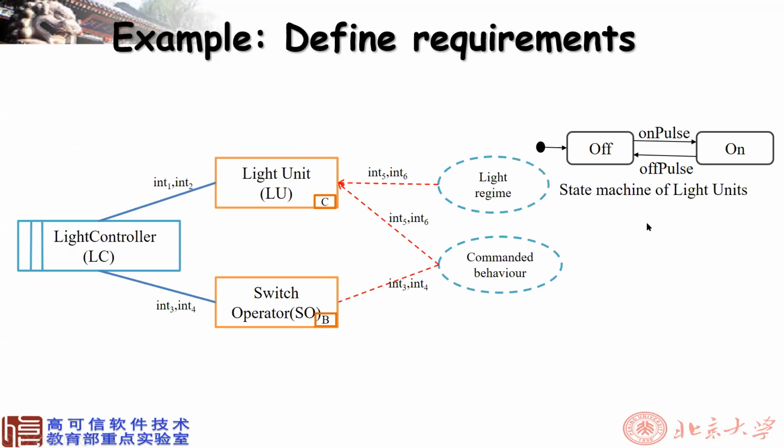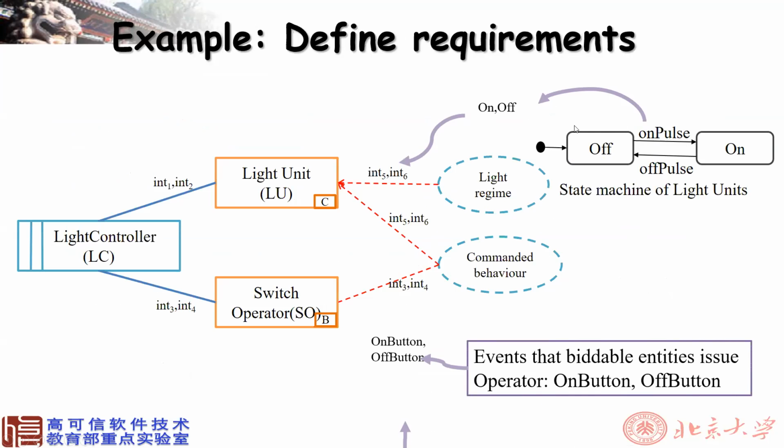For example, this is the state transition diagram. From this, we can get the states on and off. This on and off is what we want the light unit to be, so it could be a requirement constraint. And for the biddable entity, we can find the events that it can issue, maybe the on button and off button. So from this, we can get the requirement references and the constraints.